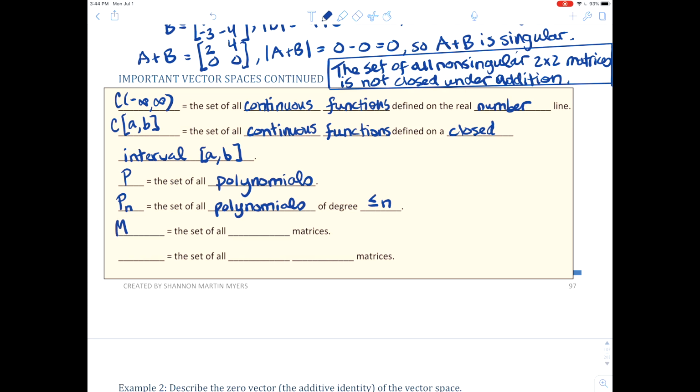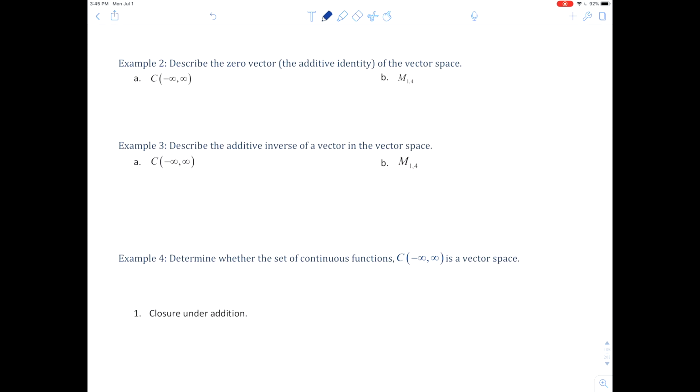All right, so capital M sub mn is the set of all m by n matrices, and then M sub nn is the set of all n by n square matrices, which is redundant, but that's okay. All right, so for the second example, let's just take a look at what these zero vectors look like for these different spaces. All right, so in the set of continuous functions all along the real number line, well, what would the zero vector look like?